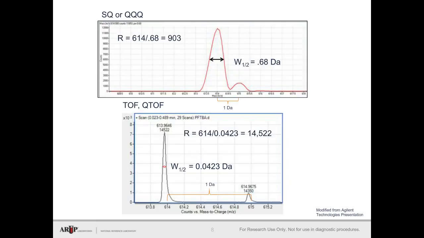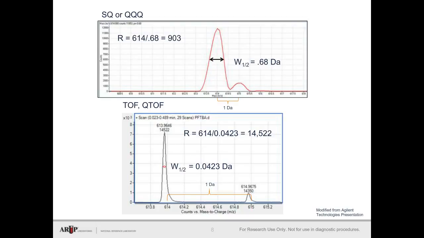A triple quad or a single quad is a nominal mass instrument, and a TOF or a QTOF is an accurate mass instrument. On a nominal mass instrument like a triple quad, the peaks of the two analytes aren't very sharp, and there's very little baseline resolution. The analytes look like they're about 614-ish and 615-ish, but on a high-resolution instrument, the peaks are very clearly separated, and the mass is measured out to thousandths of a Dalton.